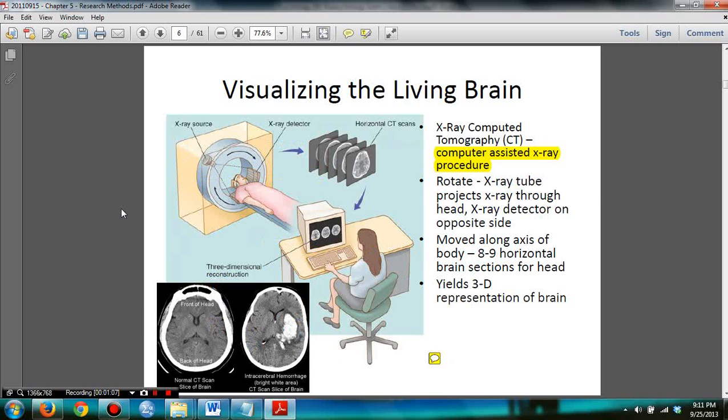And then here is computed tomography. You need to know that in exam 2. What we know about this imaging technique is that it yields a 3D representation of the brain, and you need to know its method and how it works.